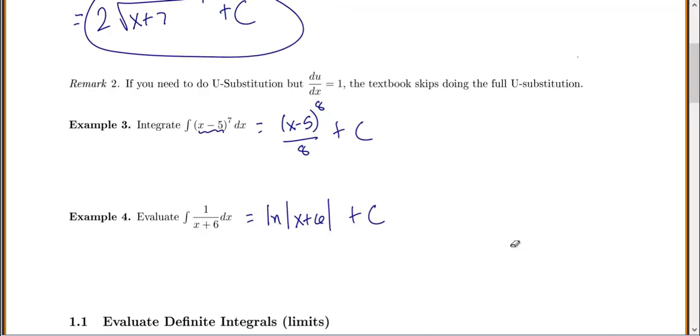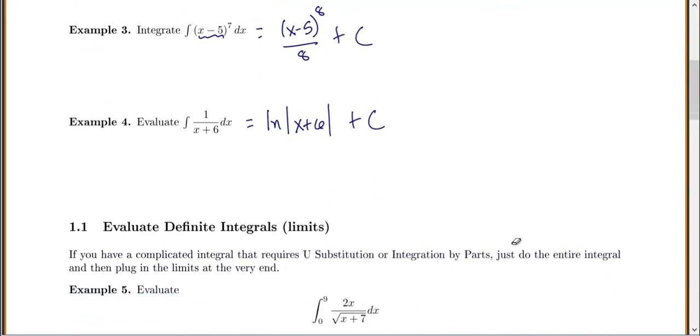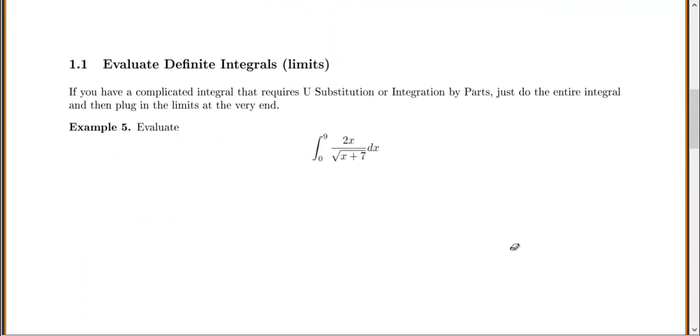So now that we have that out of the way, we can try our actual lesson for today, which is, again, evaluating our definite integrals, or evaluating when we have limits. So let's say we have a complicated integral that requires u substitution or integration by parts. We'll just do the entire integral like normal and then plug in our limits at the very end.